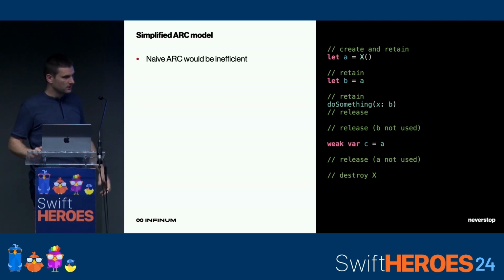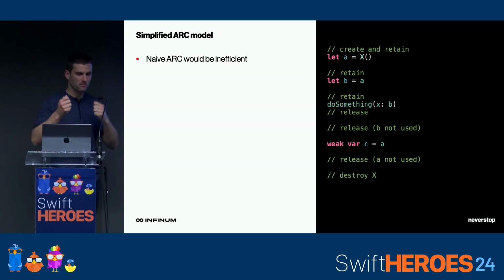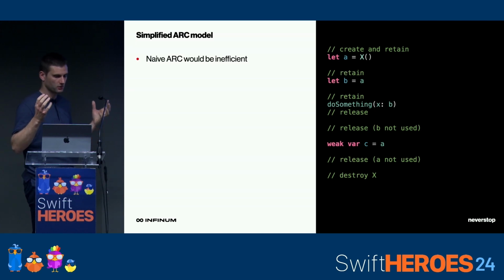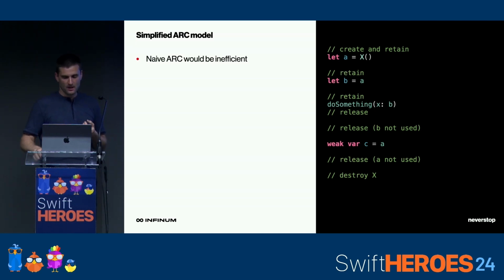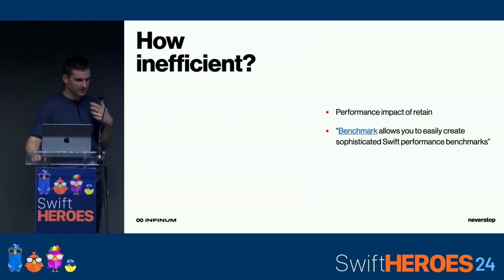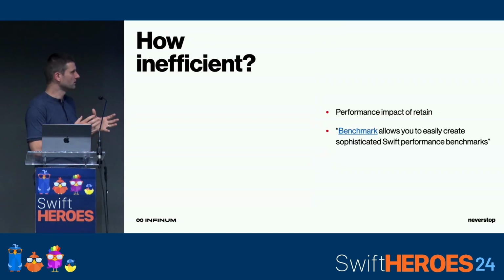And you can see that this could generate a lot of traffic even in this very simple example. Now, if something like this happens as you are passing objects around, as the complexity of your code grows, or if you are calling this in a loop, this can really add up. But to really understand how inefficient this could be, what I want us to do here is to measure the performance impact of this single retain operation. And we will do so with this package benchmark tool that, as they say, allows you to easily create sophisticated Swift benchmarks.